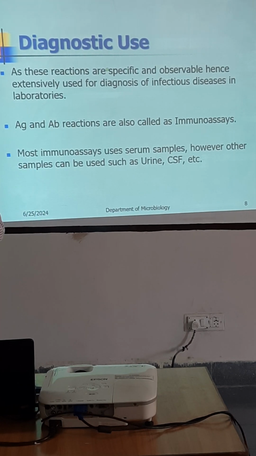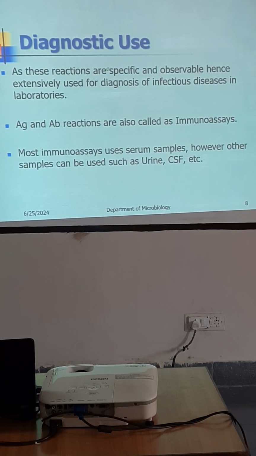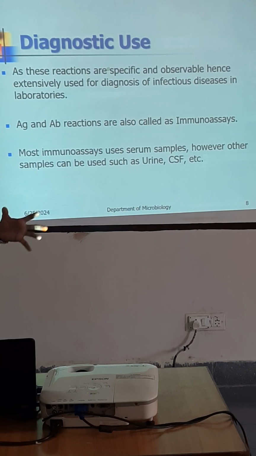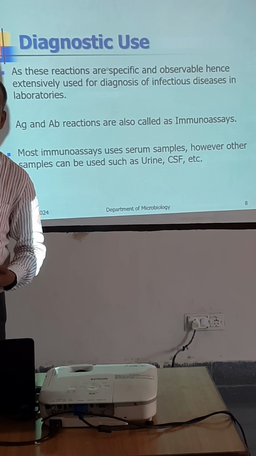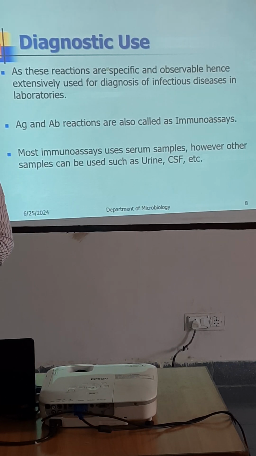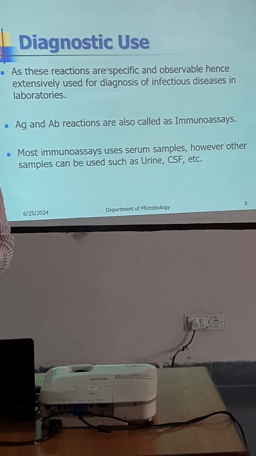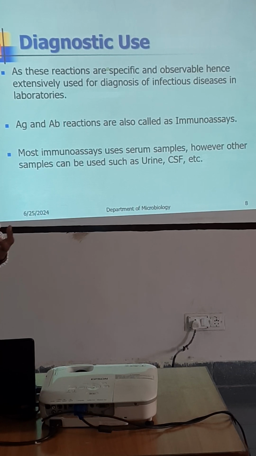Now, antigen and antibody reactions are also termed immunoassays, and most of these immunoassays utilize serum as a sample, as a specimen, for carrying out all these reactions. Why? Because the serum contains antibodies. However, certain samples like urine or CSF can also be used for these immunoassays, because most infectious agents' antigens are released in urine as well as in CSF. For example, cryptococcal antigen.